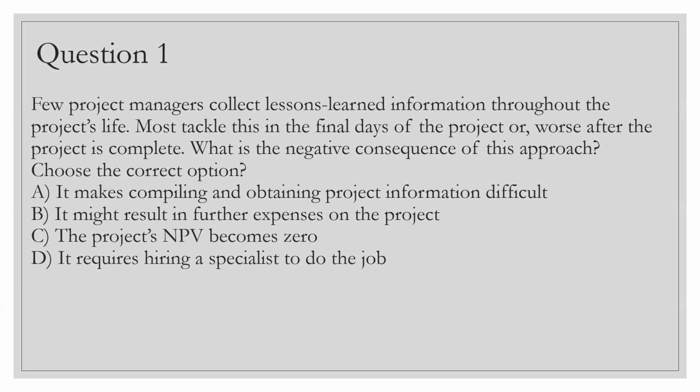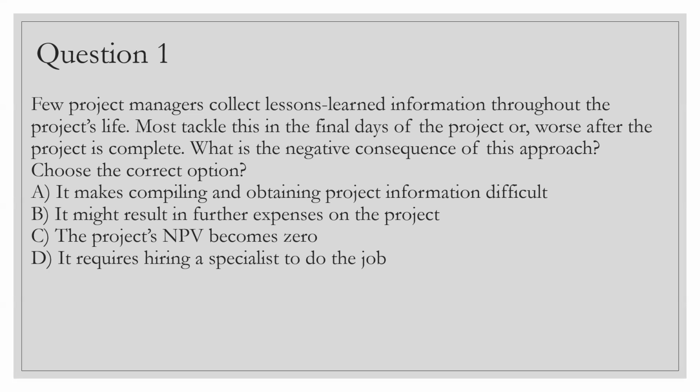What is the correct option? It makes compiling and obtaining project information difficult. It might result in further expense. Project's NPV becomes zero. It requires hiring a specialist. Now remember, one of the catch points of the PMP exam is that you are going to get 4 options. Out of them, 2 will be completely out of line. You can say 2 of them will be bogus. And most of the time, the needle will be only between 2 of them.